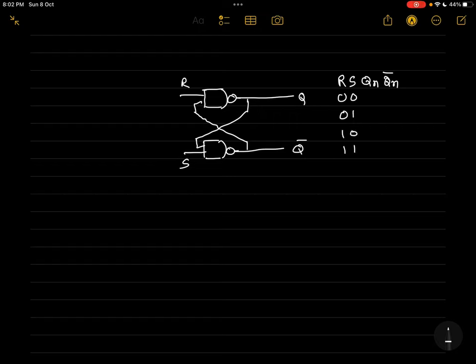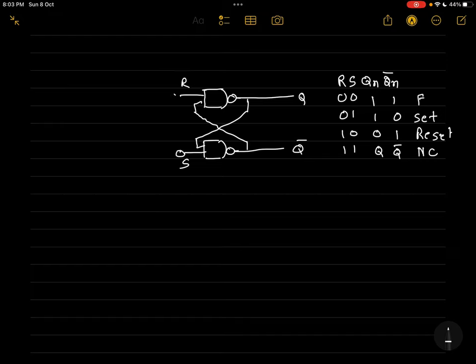The explanation of this part we already learned in the SR latch video, so I will provide the link in the comments or in the description. When both are 0 0, output becomes 1 1, which is the forbidden condition. When it is 0 1, output will become 1 0, which is the set condition. For 1 0, it is 0 1, which is the reset condition, and for 1 1, it is Q and Q bar, which is the no change condition. Up to this we learned in the previous video.